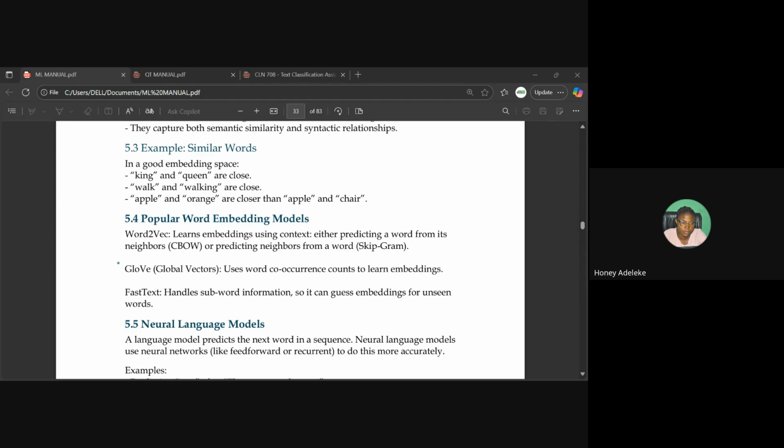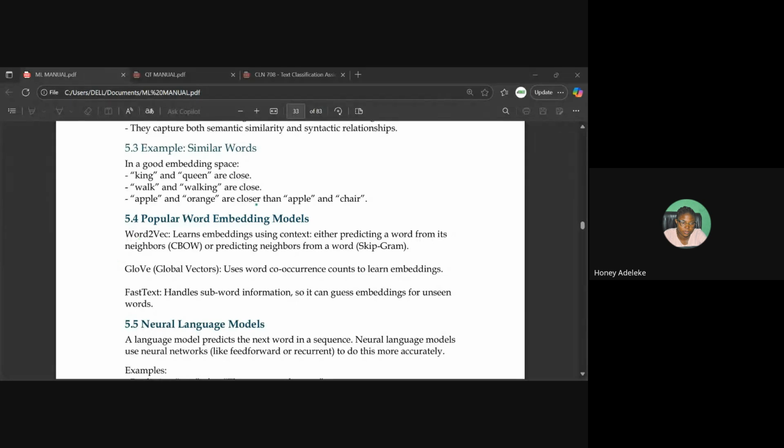So just like I said, word2vec is very efficient and is most times used when you want to predict words similar in meaning. All right. The other one is the global vector, GloVe. That global vector is used for co-occurrence counts to learn embeddings.